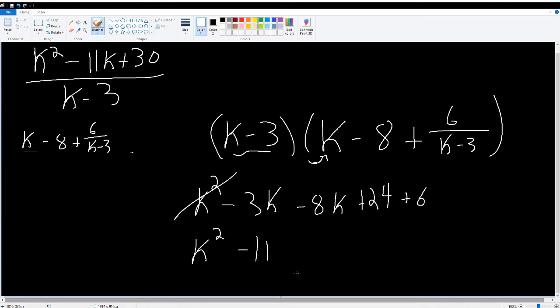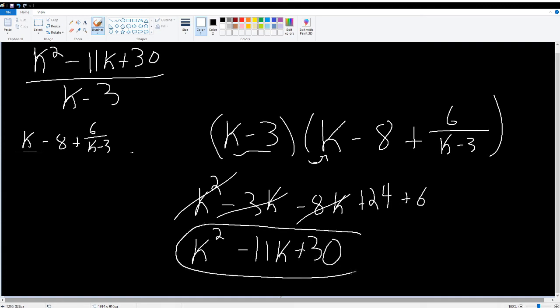Negative 3k and negative 8k is a negative 11k. Cross them out as you simplify. And 24 plus 6 is equal to 30. Okay. So as you can see, right, the quotient multiplied by the divisor gives me back the dividend.